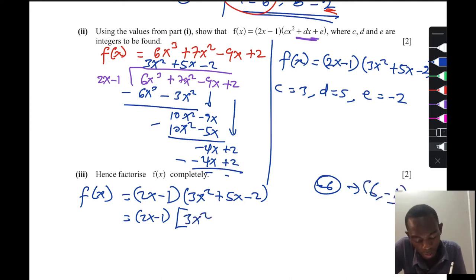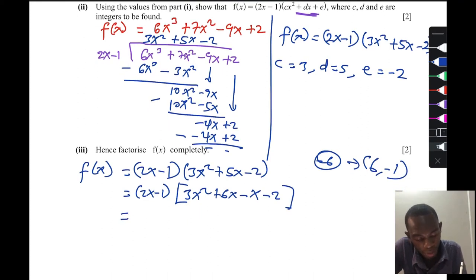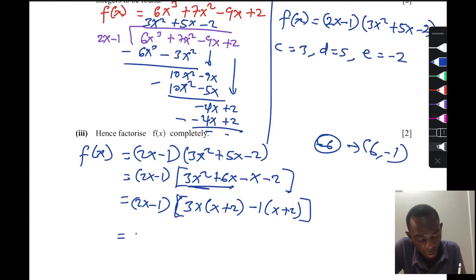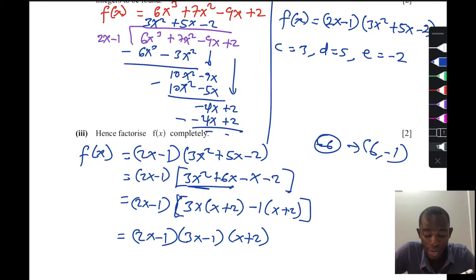So you have 3x squared plus 6x minus 1x, but 1x, I'll just write x minus 2. Okay, so that means I have 2x minus 1, and then I have, let me take the first two, and then factor out 3x, so I have x plus 2, and then here I factor out negative 1, so I have x plus 2. So that means I have 2x minus 1, 3x minus 1, and then x plus 2. All right, so this is how to factorize completely, for additional 2 marks.